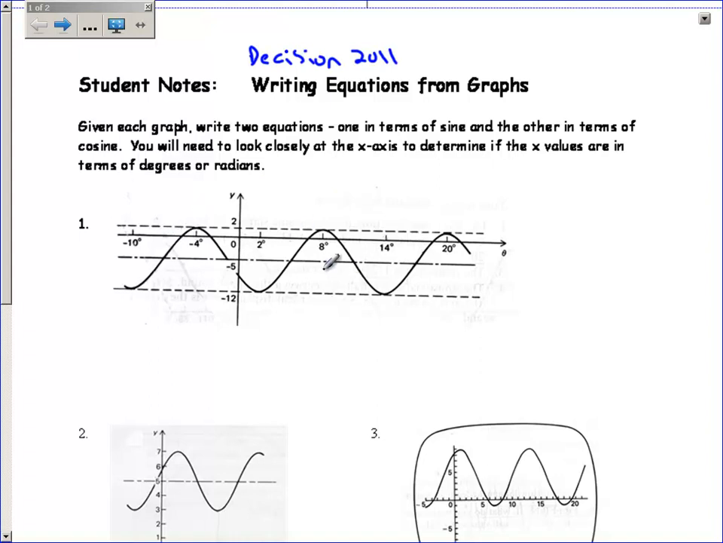I've got this graph of this sinusoid, and you can see I've got the upper boundary right up there at 2, and we're going to call that a crest, and then the trough or the lower bound is down here at -12, and we can see that the middle of the graph is -5. Now we could figure out that that was -5 if that's not labeled.